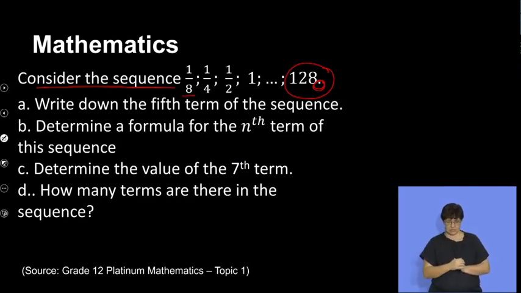So A has asked me to write down the fifth term of the sequence. B is asking me to determine a formula for the nth term of the sequence. C is asking me to determine the value of the seventh term. And then last but not least, I've been asked how many terms there actually are in the sequence. So I know that this is the value of the last term, but I want to know what is the position number of that term. Let's get going with A.